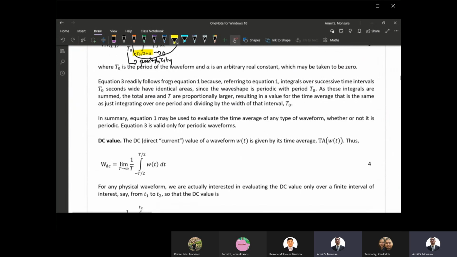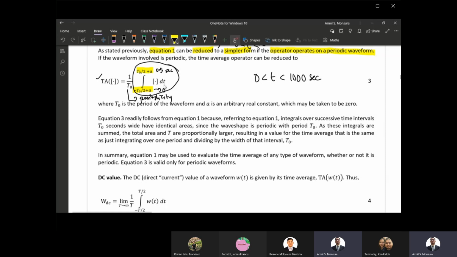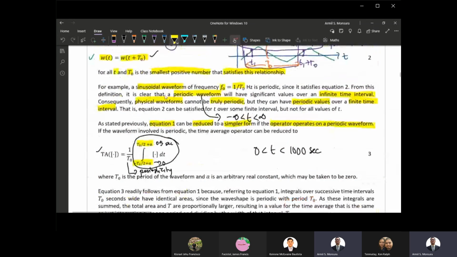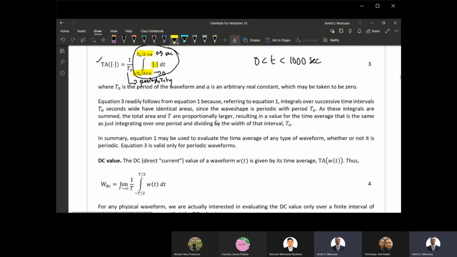So, yun na nga, ito yung explanation mo bakit the time average operator reduces from equation 1 into equation 3 once the operand is periodic. Okay? So, since periodic nga siya, meron tayong mga identical areas. Okay? So, as these integrals are summed, if we add up all those integrals, the total area and t are proportionally larger.